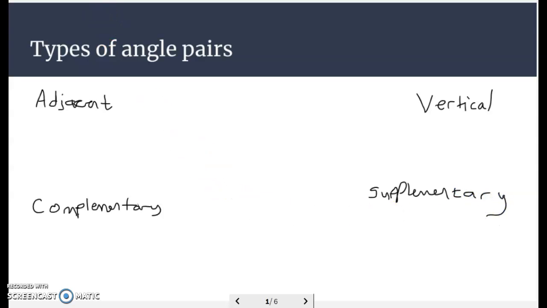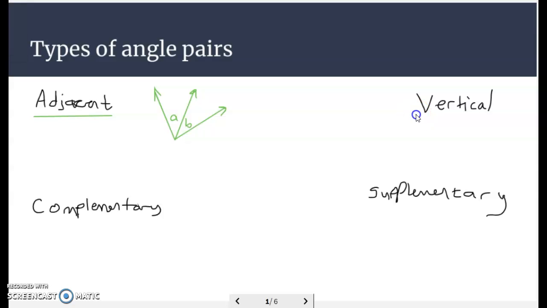Alright, adjacent angles. Let's talk about adjacent here. Adjacent angles are two angles that share a side. So let's say we have these two angles here in green. Angle A, we would say, is adjacent to angle B. They share a side. They are right next to each other.